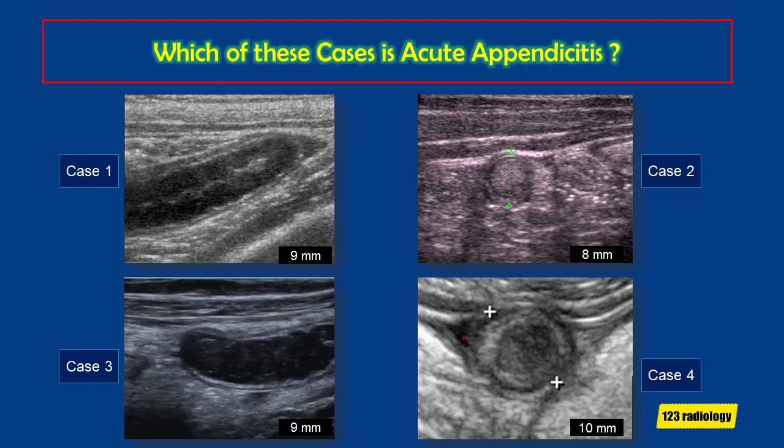The third case here, the appendix measuring about 9 millimeters in diameter. It shows normal wall thickness with a fluid-filled lumen. In the last case here, the appendix measuring about 10 millimeters in diameter. It shows a normal wall, and its lumen is filled with echogenic material.